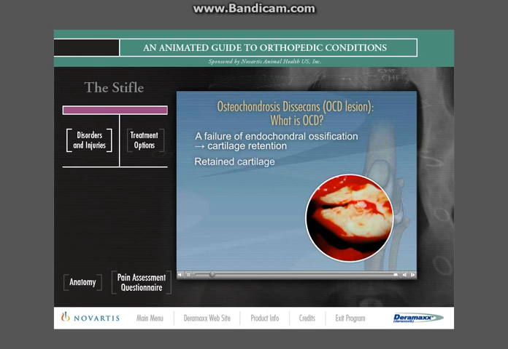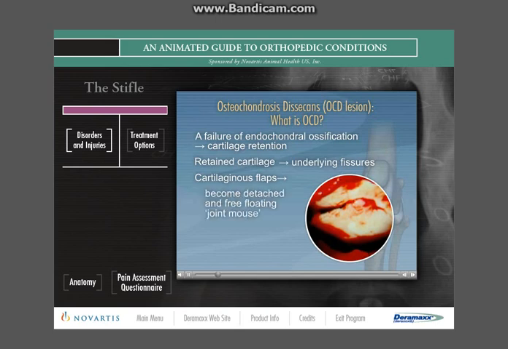This retained cartilage yields to underlying fissures. Full-thickness cracks may give rise to cartilaginous flaps, hence the term osteochondrosis dissecans, which may then become detached and free-floating within the joint as a joint mouse. Though most cases present for a unilateral lameness, it often affects the dog bilaterally.